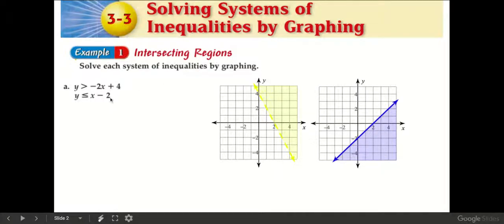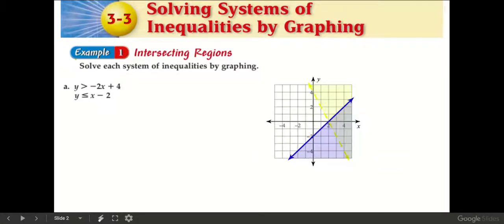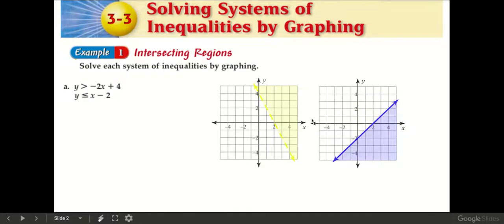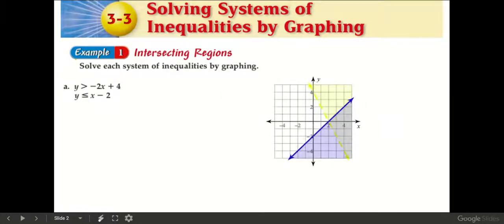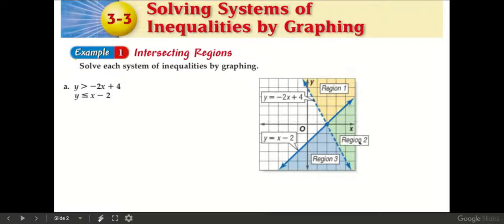Now that I've graphed each of these inequalities separately, let's look at them on the same coordinate plane. I'm taking both of them and merging them into one. When I look at this, I know that the yellow represents the first inequality, the purple represents the second inequality, and where they overlap would be my solution set.